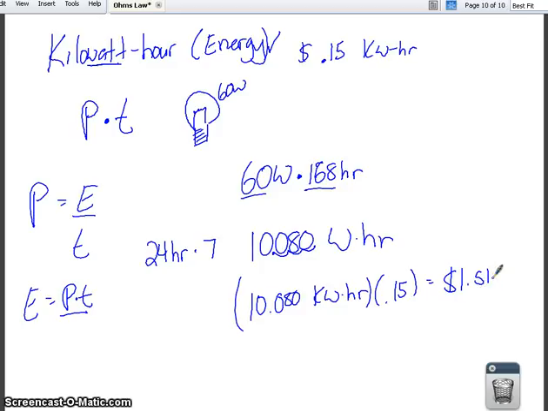Okay, and you might think, wow, that's really cheap. Who cares about that? But that's one light bulb. If you extrapolate this out to your whole house, you might have 40 to 50 light bulbs in your house, maybe even more. And if you turn all those on at the same time and they're all 60-watt light bulbs or more, you're going to be using a lot of energy for a whole week.